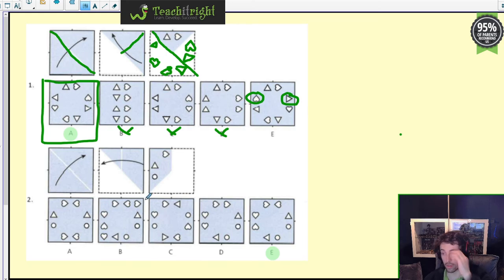Okay, number 2. So again, let's follow the folds. So we've got this larger fold first. Okay, so we're sort of reflecting along this line. So all of this is going to be reflected along that line, along that fold there. So I'm going to have a heart pointing inwards here. I'm going to have this triangle pointing up, and underneath it a circle.